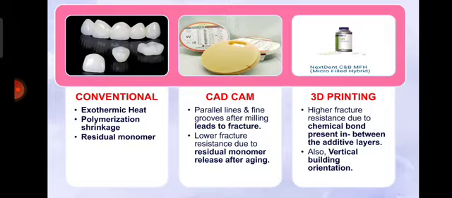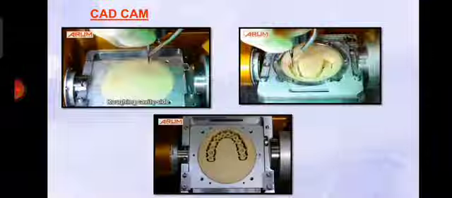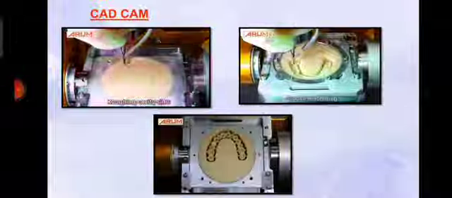In CAD-CAM, there are parallel lines and pins, with lower fracture resistance due to residual monomer release after aging. In 3D printing, there is higher fracture resistance due to the chemical bond present between the additive layers. It also has a vertical building orientation. This is how CAD-CAM proceeds.